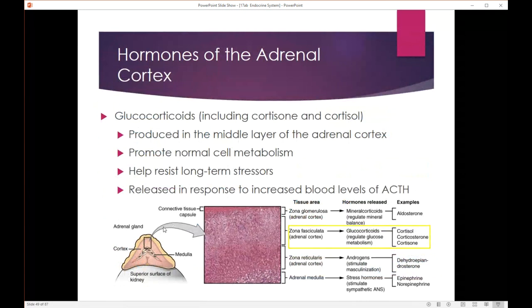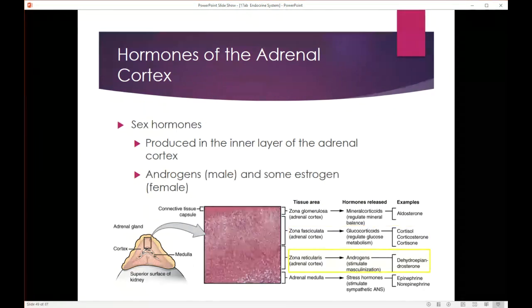Okay, so let's keep talking about those hormones of the adrenal cortex. We also have glucocorticoids. Glucocorticoids help to regulate our glucose metabolism. So they're the ones that start with cortisol, corticosteroid, or cortisone. They're produced within that middle layer, which is called the zona fasciculata. They promote our normal cell metabolism and they help to resist any long term stressors. They're released in response to our increased blood levels of ACTH, adrenocorticotropic hormone.